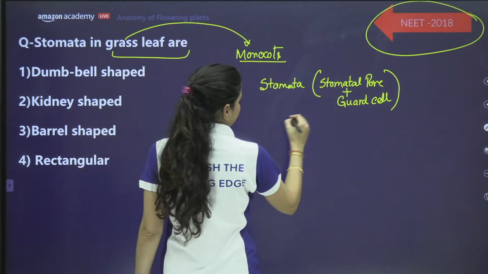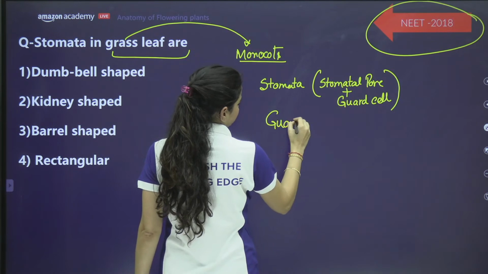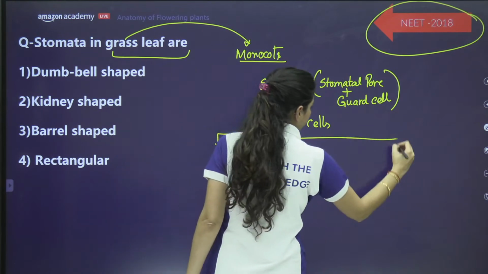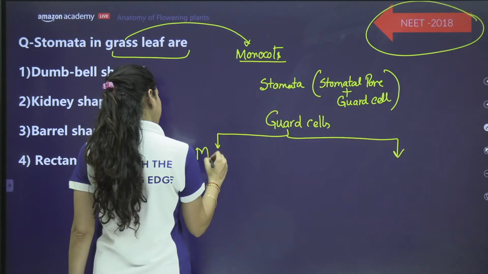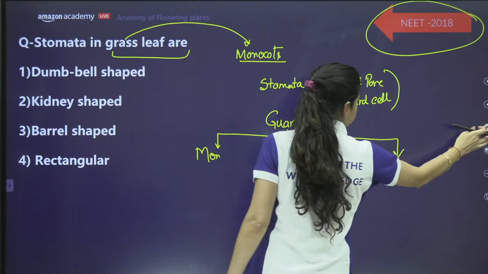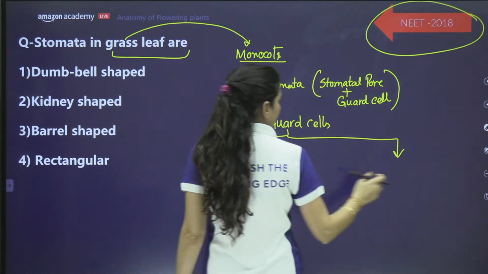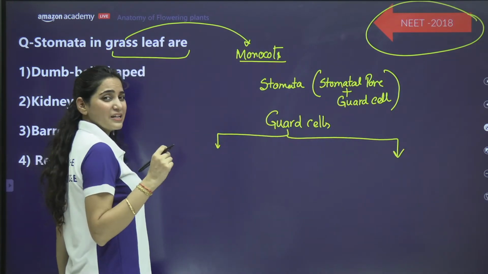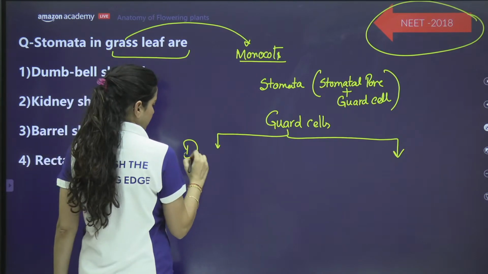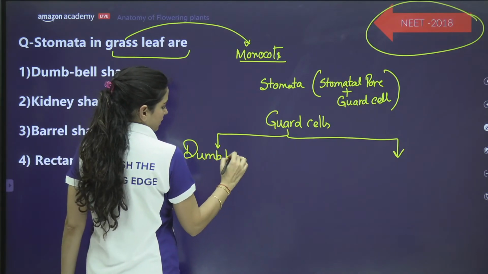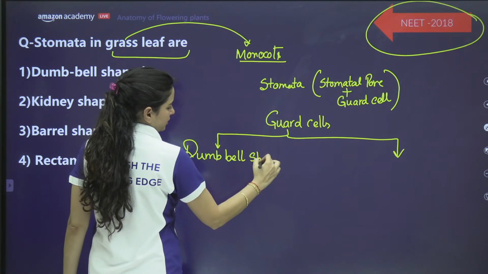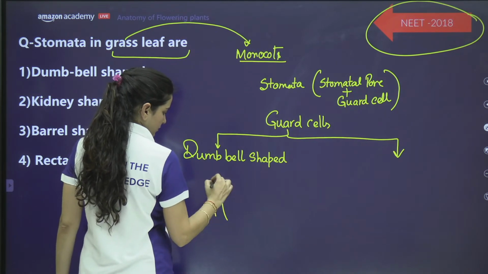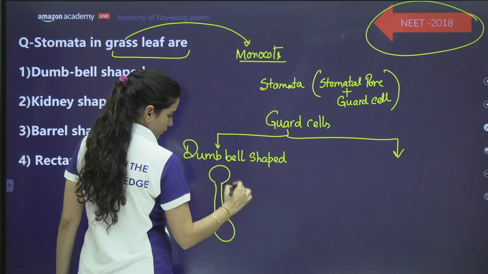ओके, नाउ द गार्ड सेल्स, दे आर ऑफ टू शेप्स. सो इफ इट इज अ मोनोकॉट plant, if it is a monocot plant, then the shape of guard cells is dumbbell shape. Yes. They can be dumbbell shape like this, somewhat like this.